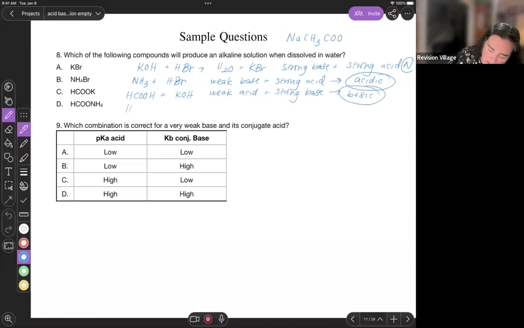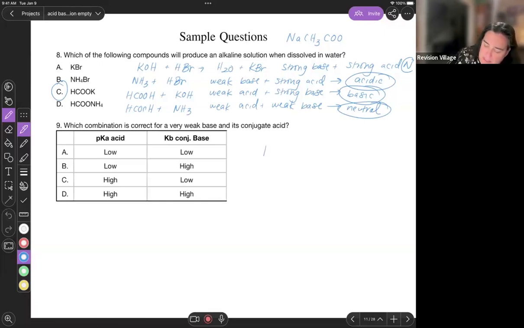And finally, I have methanoic acid coming together with ammonia. And these are both weak, a weak acid and a weak base. And without more details, I would just tell you that I think it's trending toward neutral. So this question said which one is alkaline or basic, and so the answer is C. And then the next thing, which combination is correct for a very weak base?